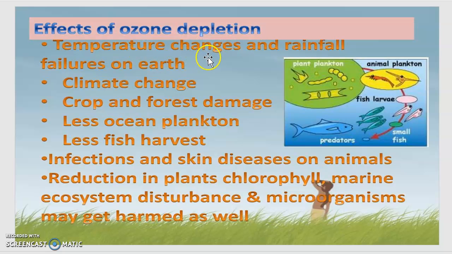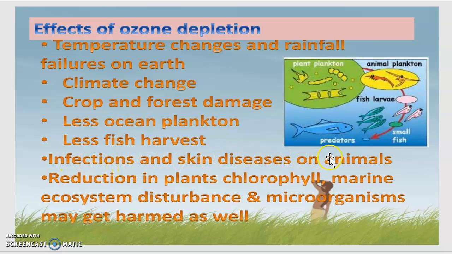So temperature changes and rainfall failures on Earth. There will be climate change. There will be crop and forest damage. There will be less ocean plankton. Plankton are microscopic organisms in the ocean. It could be a phytoplankton and a zooplankton. Less fish harvest simply because of the increase in the temperature of our water level.